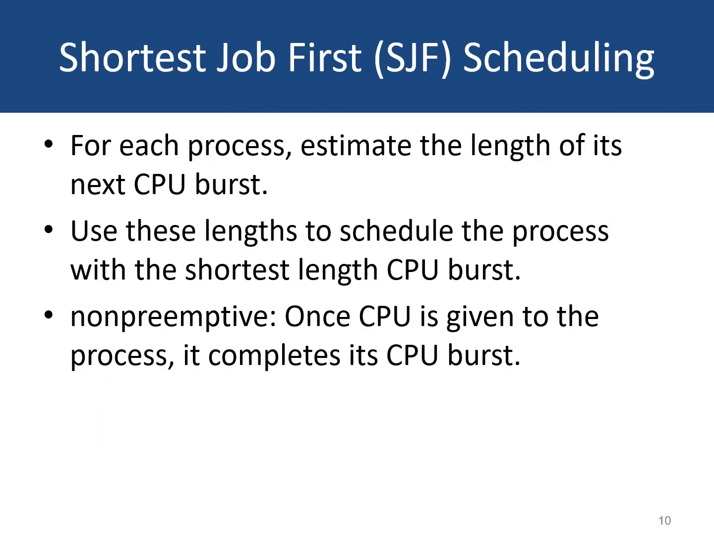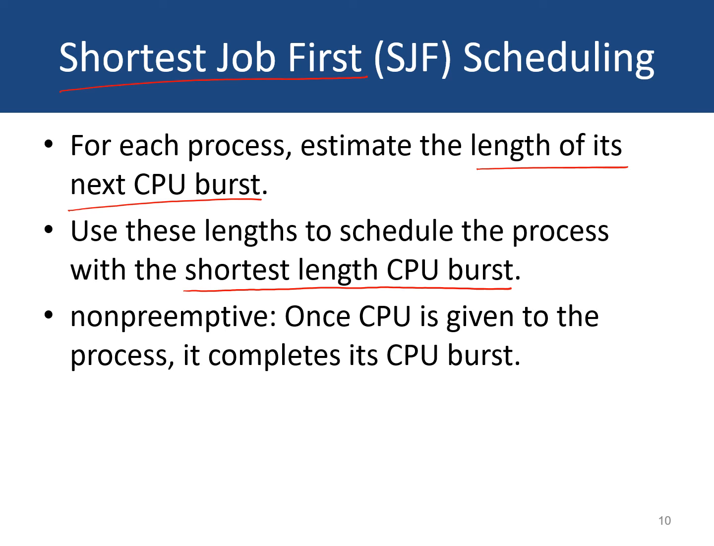Here is another CPU scheduling algorithm, the shortest job first algorithm. The way this scheduling works is, for each process, the algorithm estimates the length of its next CPU burst. When the CPU is available, it is assigned to the process that has the smallest, or shortest, next CPU burst. In case multiple processes have the same next CPU bursts, then FCFS scheduling is used to break the tie.